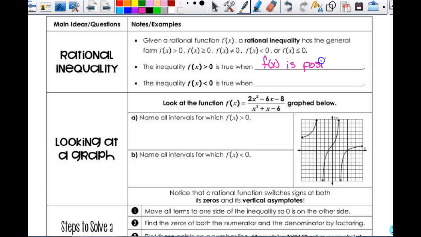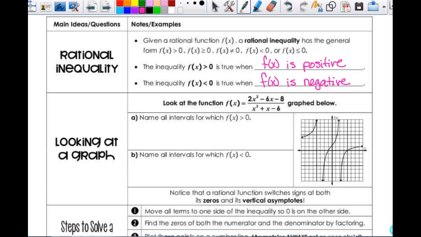See how easy that is? Isn't that what greater than 0 means? So if the function's greater than 0, then the function's positive there. And if the inequality f of x is less than 0, it's true when f of x is what? Negative. See, you got the hang of this already.